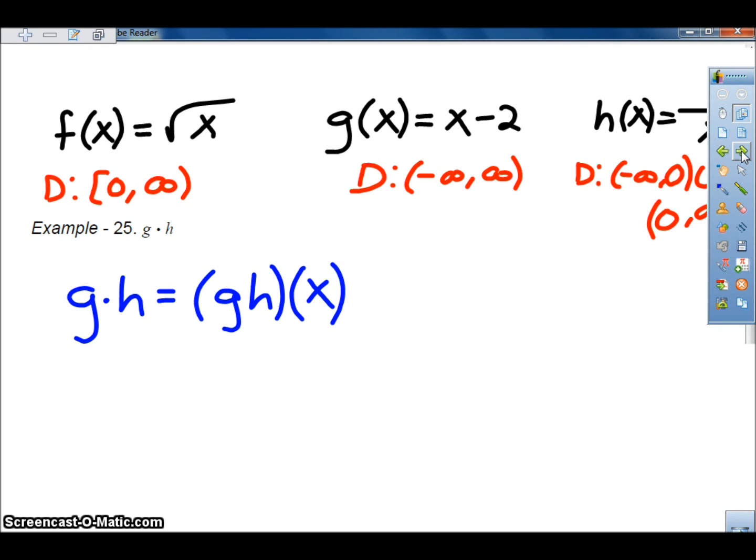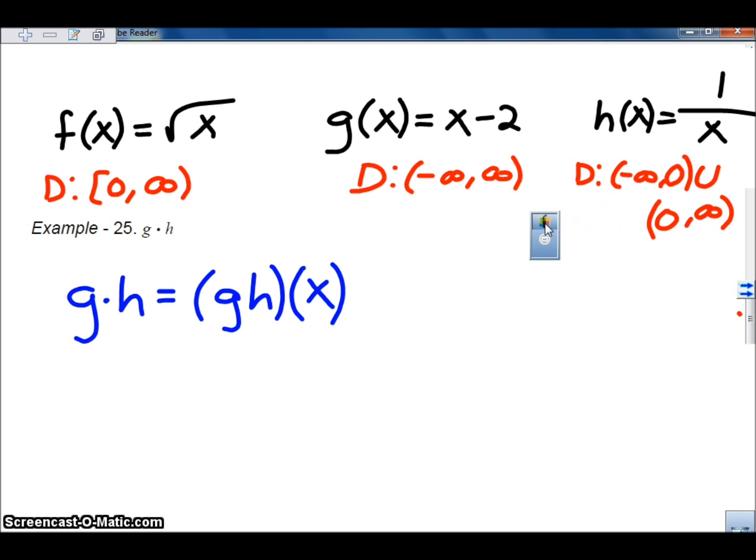Before we get started, I just wanted to point out the domains of these functions. F of x has a domain of 0 to infinity. G of x has a domain of negative infinity to infinity. And h of x, being the function 1 over x, has a domain of negative infinity to 0, union 0 to infinity, because what we're doing there is we're leaving out the number 0. X is not allowed to equal 0 in that function, so we're skipping over 0. Right, and we want to find the function g times h, which is g times h of x. So let's go ahead and do that.